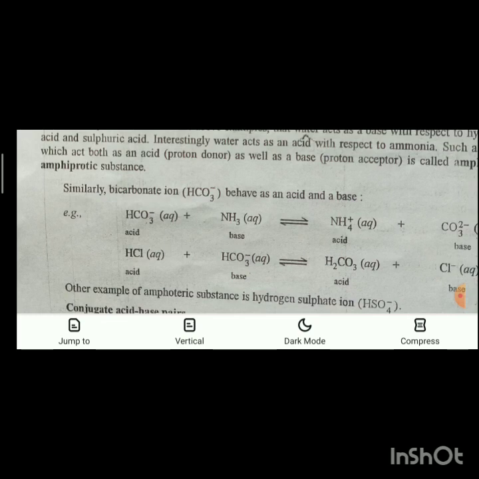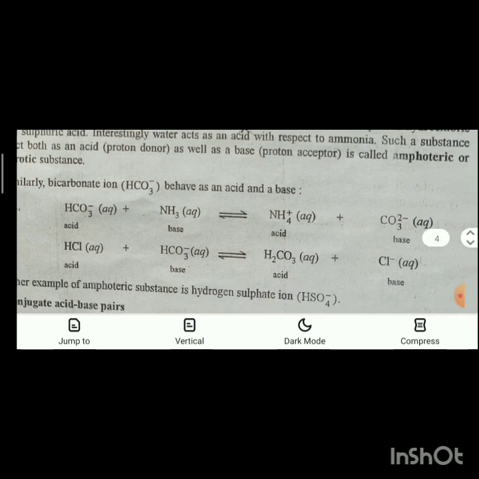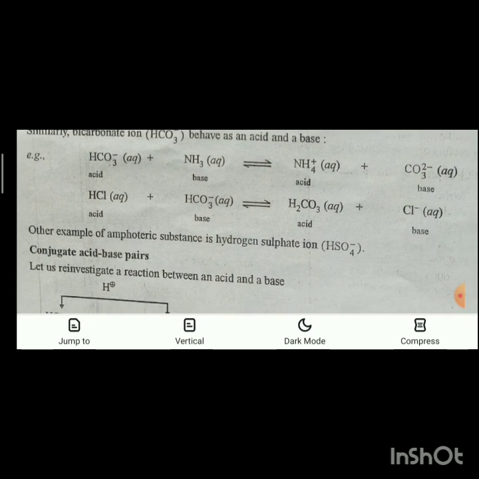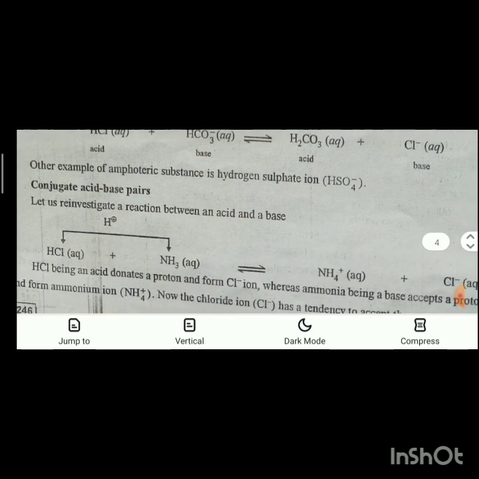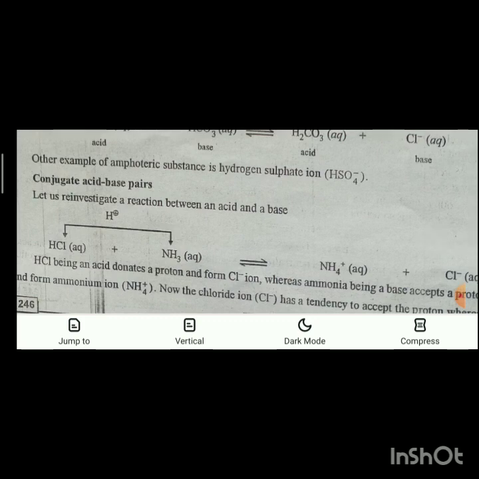HCO3-(aq) plus NH3(aq) is in equilibrium with NH4+(aq) plus CO3 2-(aq). HCl(aq) plus HCO3-(aq) is in equilibrium with H2CO3(aq) plus Cl-(aq). Another example of an amphoteric substance is the hydrogen sulfate ion HSO4-.